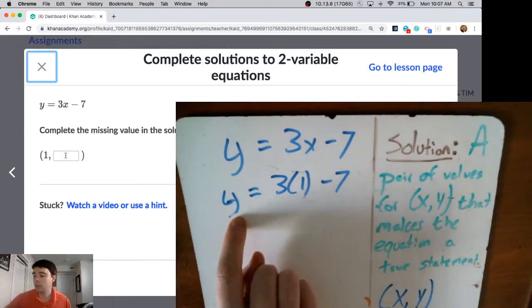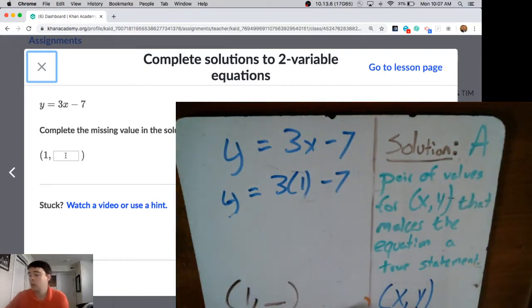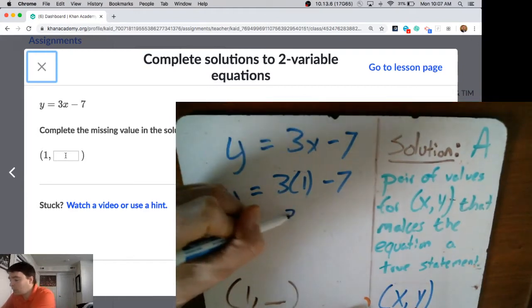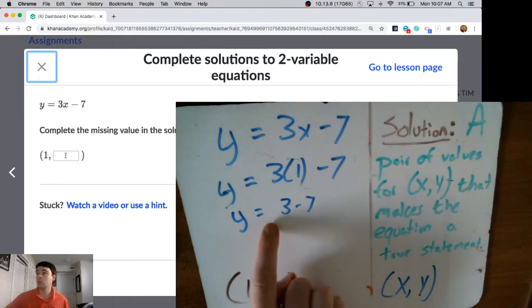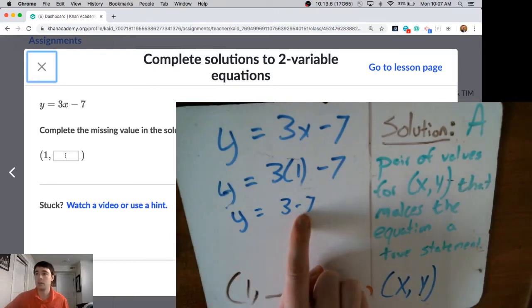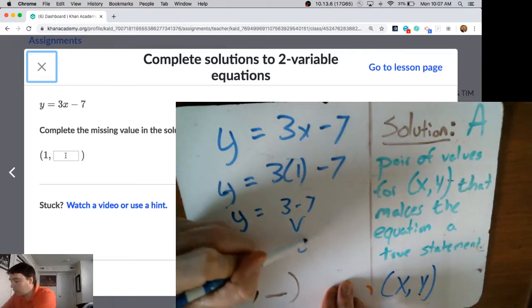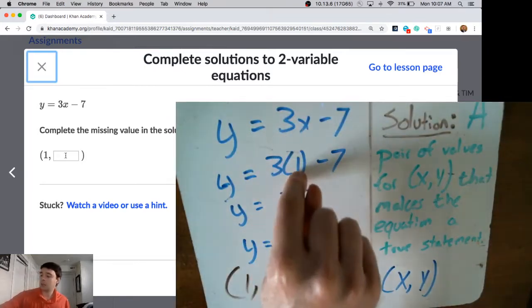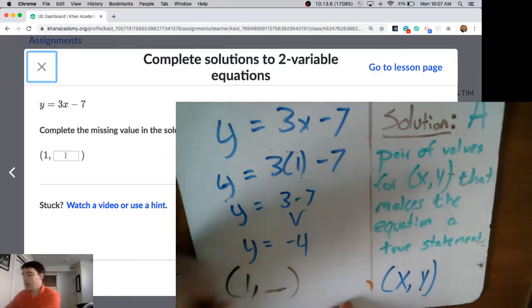Now the only variable left is y. I'm going to solve for that y, figure out what y needs to be if we make x equal to 1 in this equation. First thing I'll do, 3 times 1 gives us 3, so this equation simplifies to say y will be equal in value to 3 minus 7. 3 minus 7 gives us negative 4 when we do that math. So that tells me if I were to make x equal to 1, this equation says y needs to be equal to negative 4.